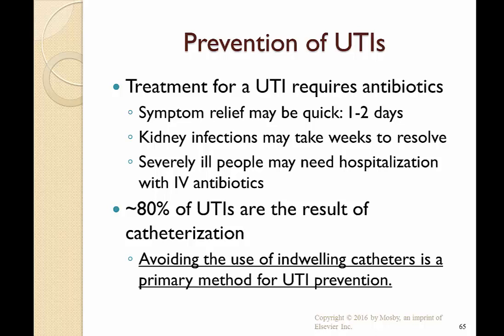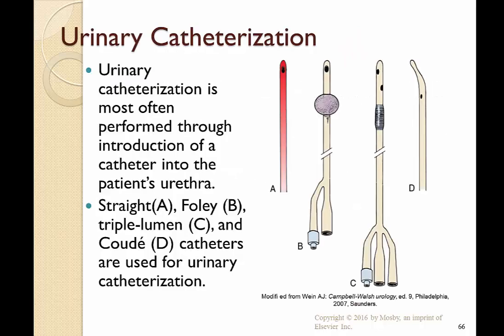And when we talk on Thursday in class, we'll talk a little bit more about that. When is it appropriate to put a catheter in and those types of things. This is a picture of urinary catheters. A is what we would use to straight cath somebody. That means we're putting the catheter in just to drain the bladder one time and one time only, and we are not going to leave it in.